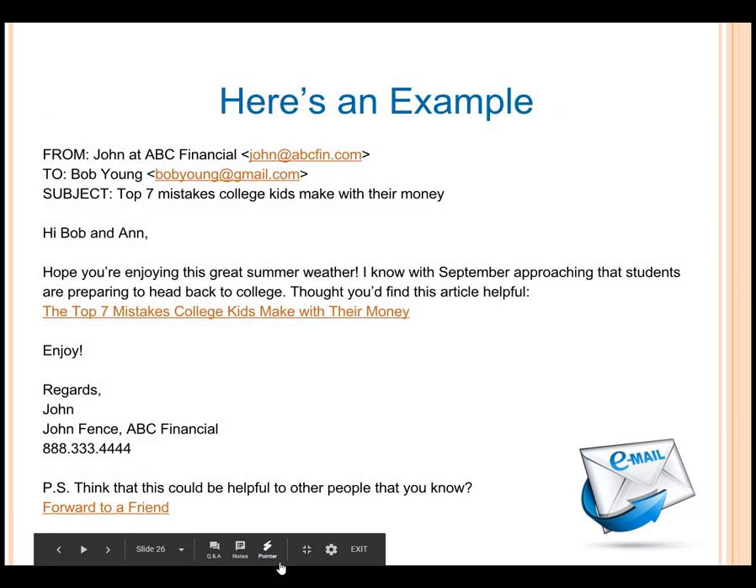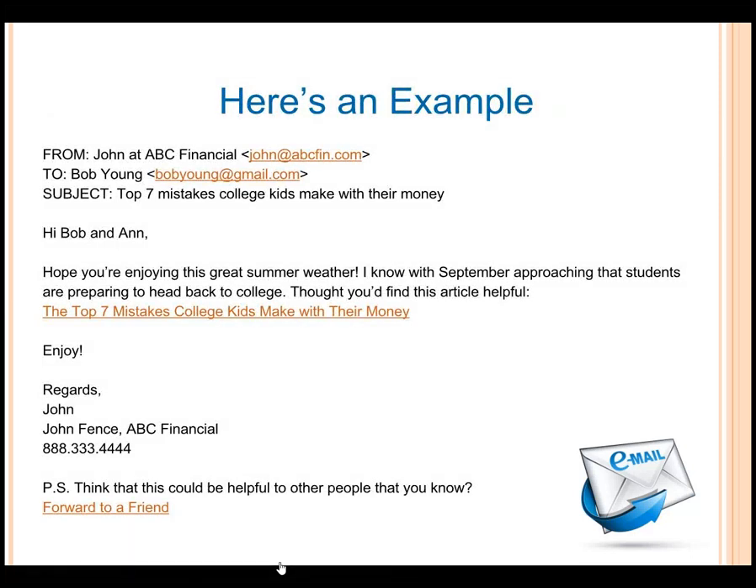So here's an example of a good email. It's from John at ABC Financial. We've got his email address there. It's to Bob Young with his email address. The subject is top 7 mistakes college kids make with their money. Oh, that's kind of interesting. And it's addressed to me and my wife. Hi, Bob and Ann. Hope you're enjoying this great summer weather. Oh, it's personalized. It doesn't just have my name in there because some computer put it there. Summer weather. He's actually talking to me.